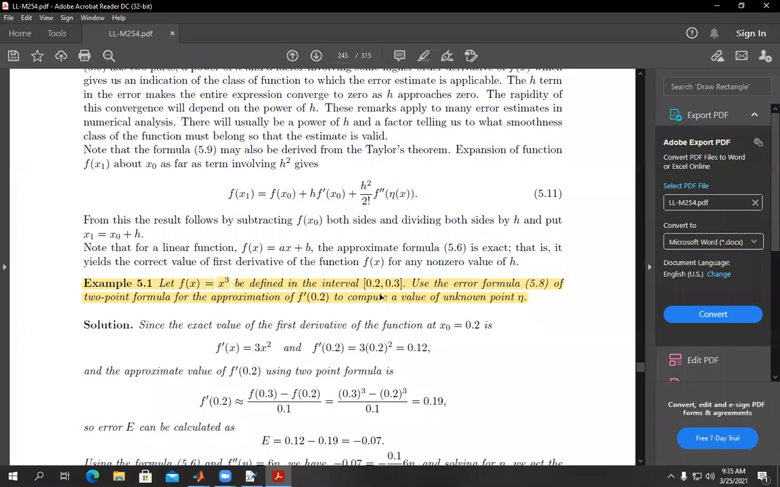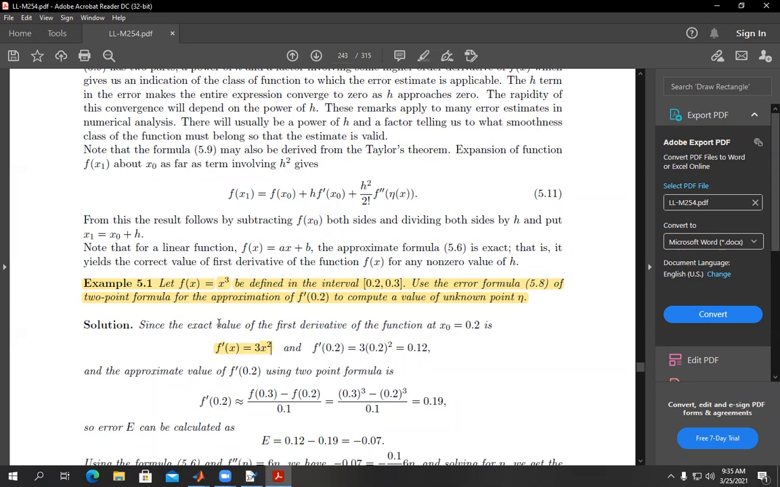h is the difference between the points. This is x1, this is x0. So x1 minus x0 is your h, and h is equal to 0.1. First you find out what is your exact value at 0.2.